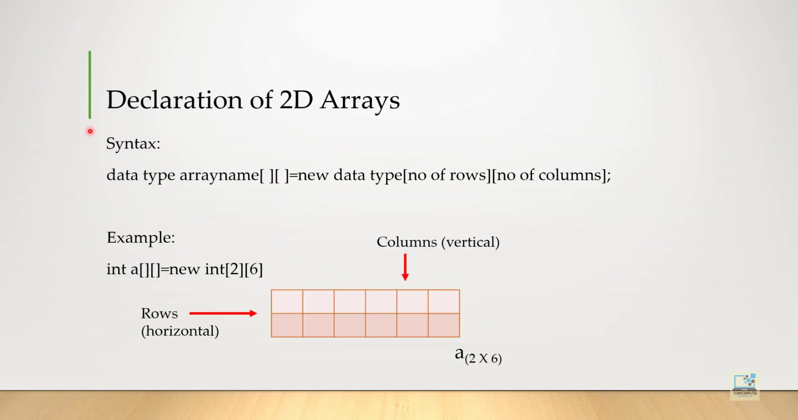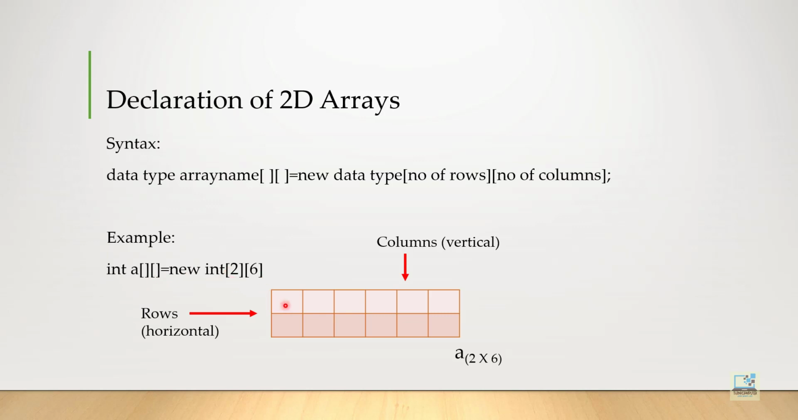Now how to declare 2D arrays? In order to declare 2D arrays, we need to write the data type, array name, 2 brackets, where the first bracket represents row and the second bracket represents column. Then new, data type, number of rows and number of columns. For example, if I want to create an integer 2D array of size 2 by 6, meaning 2 rows and 6 columns, this kind of structure will be created. For that I need to write int a, brackets 2 times, equal to new int [2][6]. 2 is the number of rows, 6 is the number of columns.